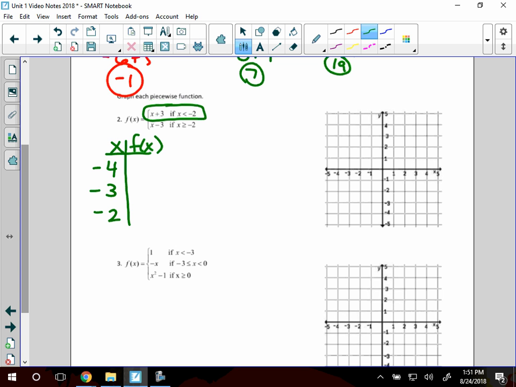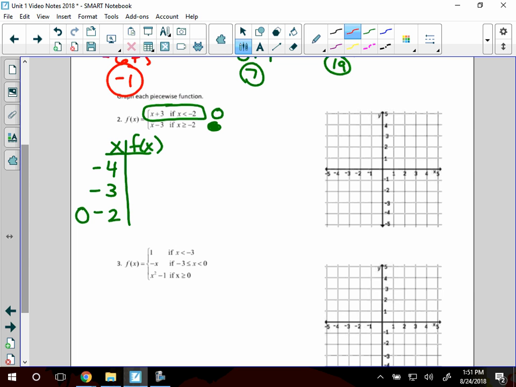Now, I want technically values less than negative 2, so that means at an x value of negative 2, I'm going to put an open circle. So I'll put that here too. And in the other piece, I want x values greater than or equal to negative 2, so at that point, I'm going to put the filled in circle because I'm including negative 2. All right, so let's go back to the first piece.